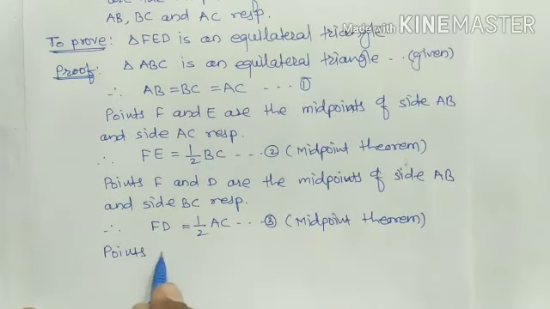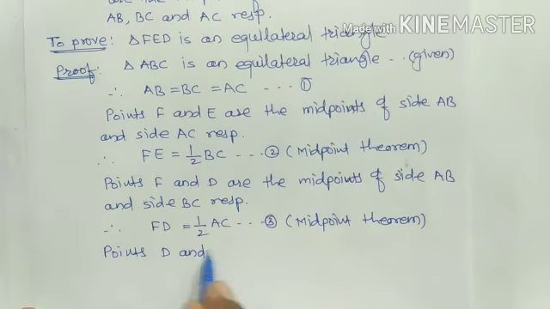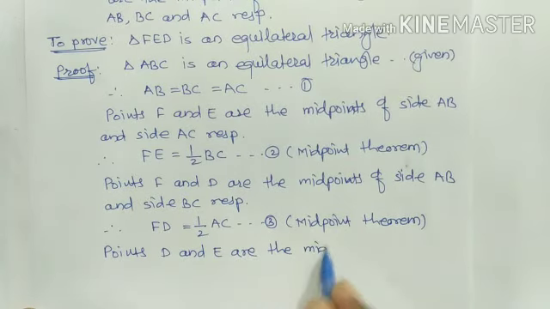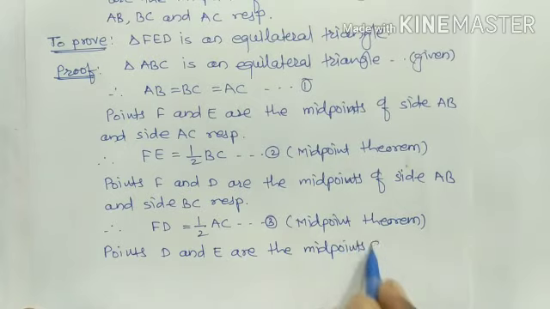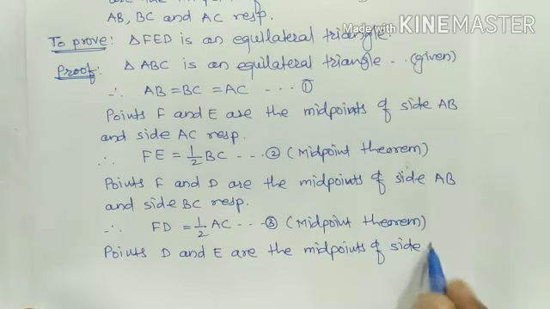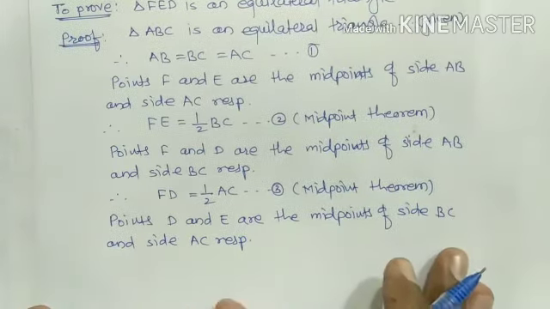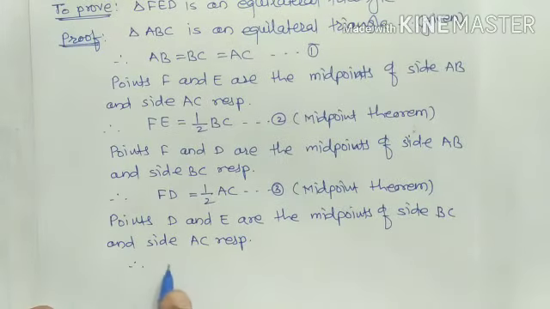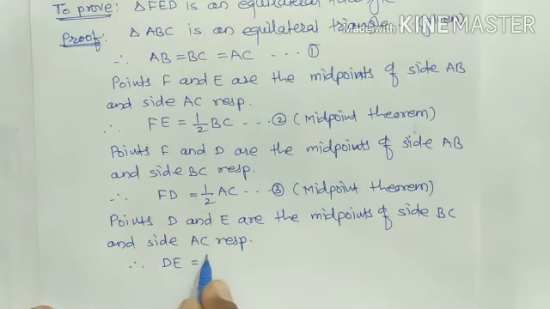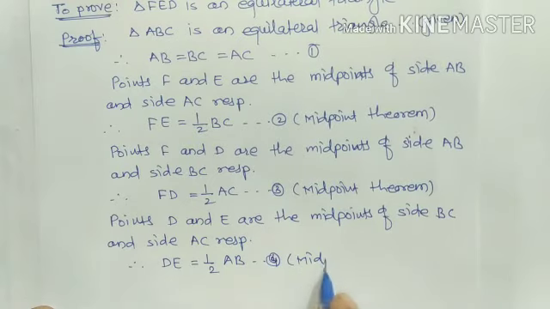Now the points D and E are the midpoints of side BC and side AC respectively, and therefore DE equals half AB. Reason number 4, midpoint theorem.